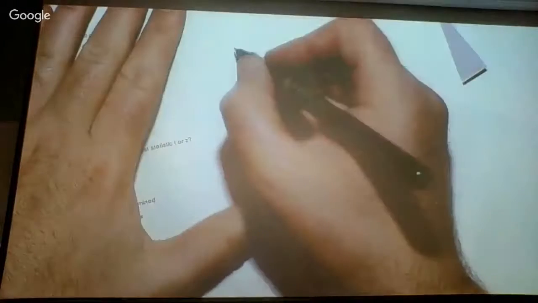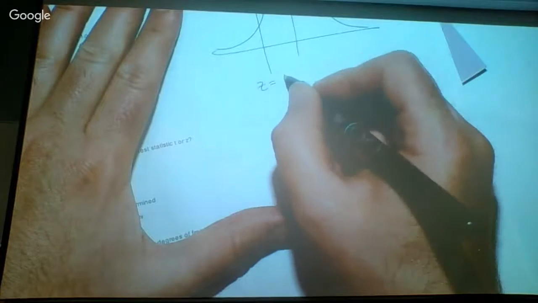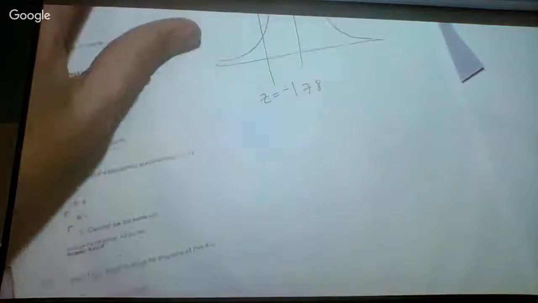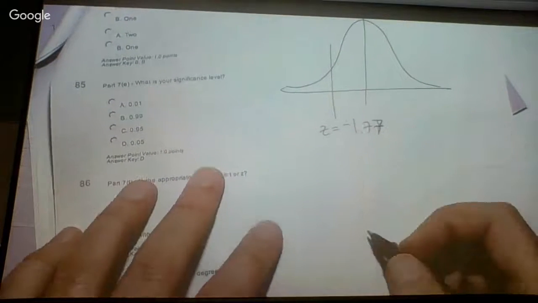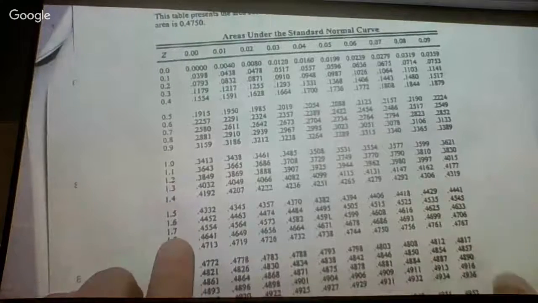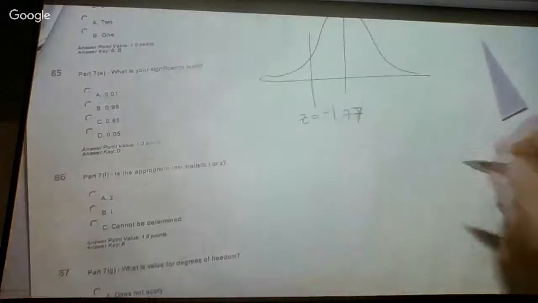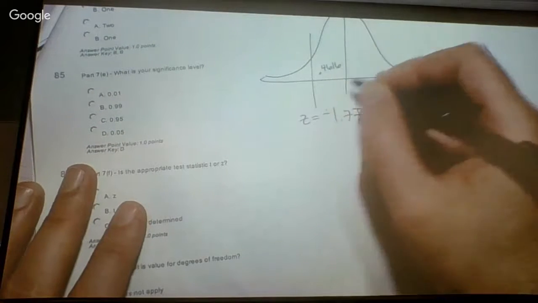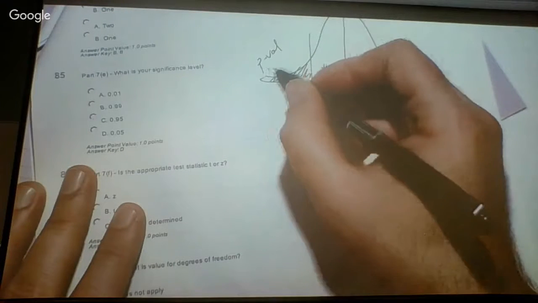The last thing I want to do is take that and find the p-value. That was my test z of negative 1.78. Let's make sure that's the value that we were looking up from. Looks like negative 1.77. I'm going to use that one instead because that's the one that the answer key says. Negative 1.77 gives 0.4616, which means the area in the tail for the p-value is 0.0384.